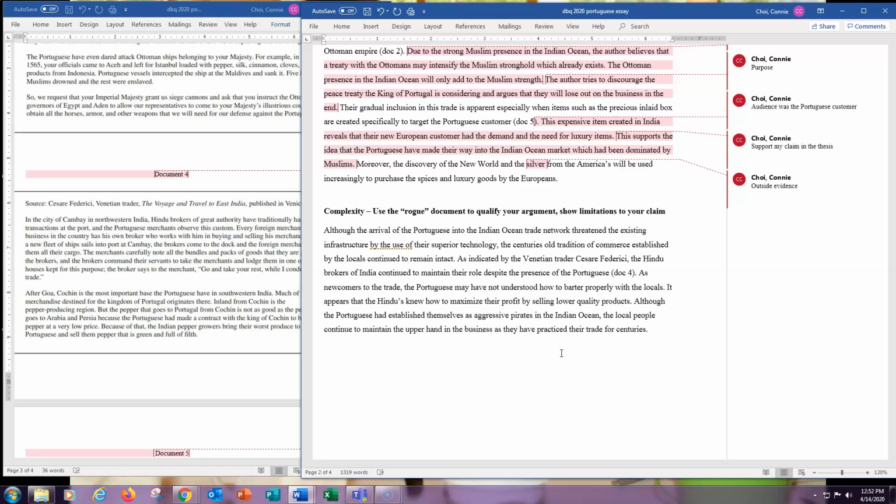If these people in the Indian Ocean, the merchants and the trade cities, have been doing this for centuries, they understand the system. They are deeply embedded in the trade network. And because the Portuguese are Europeans and they are new, they are only discovering how things work. It makes sense that the locals will continue to have the upper hand, right? And so that is the argument I'm going to show using document 4, because that's what I felt document 4 was saying, that the Portuguese still were somehow incompetent as traders in this Indian Ocean trade.